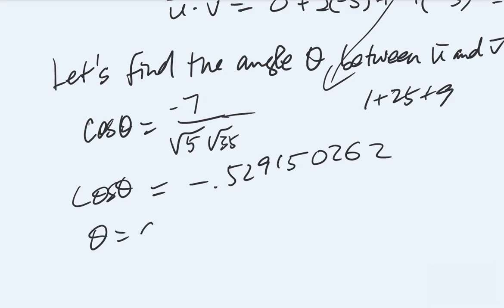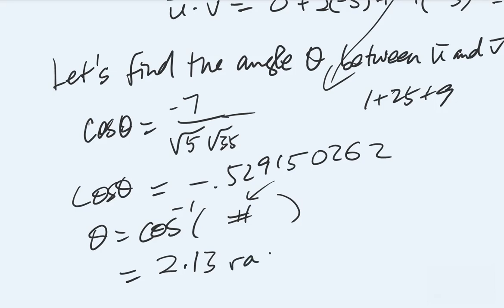So then theta will be the inverse cosine of this number. When you do inverse cosine on your calculator, you get 2.13. That's in radians, since my calculator's in radians. So I'm getting about 122 degrees. Okay, so that's the angle between those two, 122 degrees.